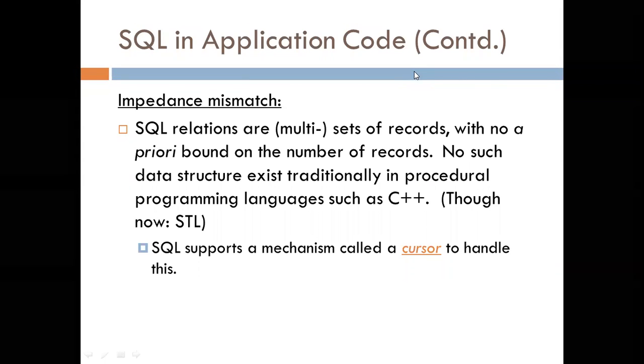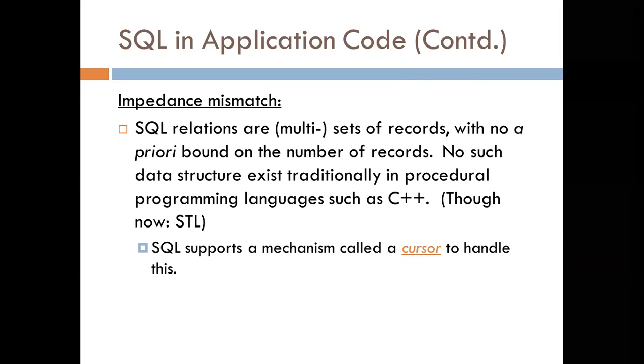So, impedance mismatch. SQL relations are a multi-set of records with no a priori bound on the number of records. No such data structure exists traditionally in procedural programming languages to hold all those records. For example, if I want to extract all the student details, from the programming side I will not know how many rows are present, whether it is 1000, 2000, 5000. We will not know.